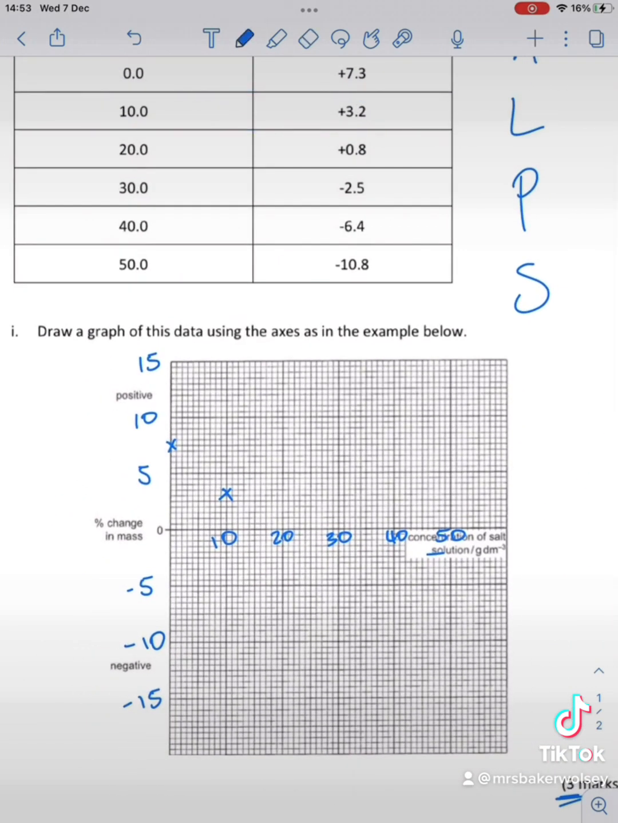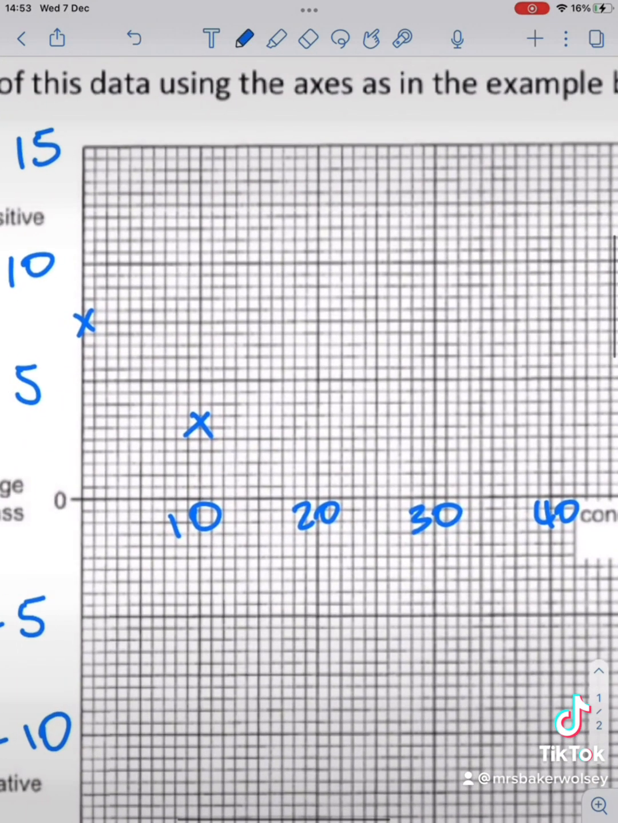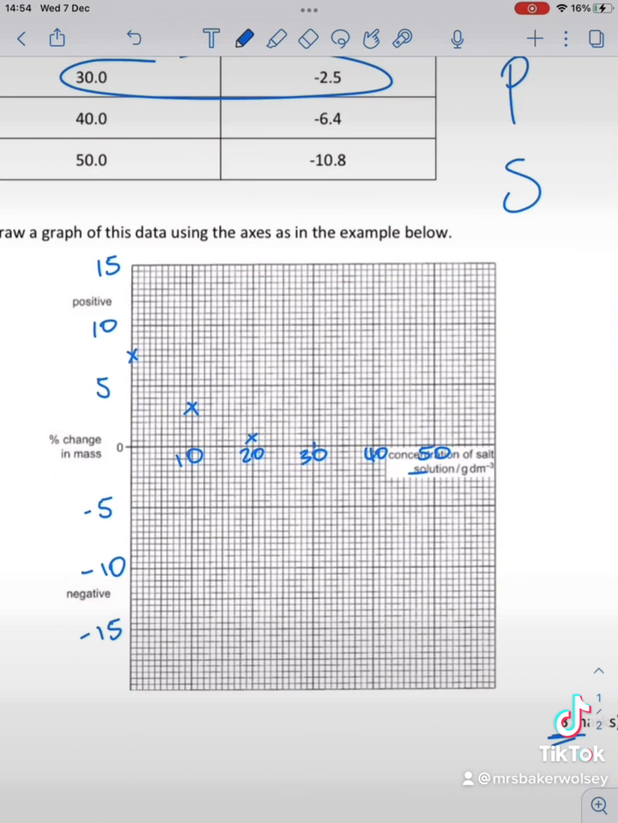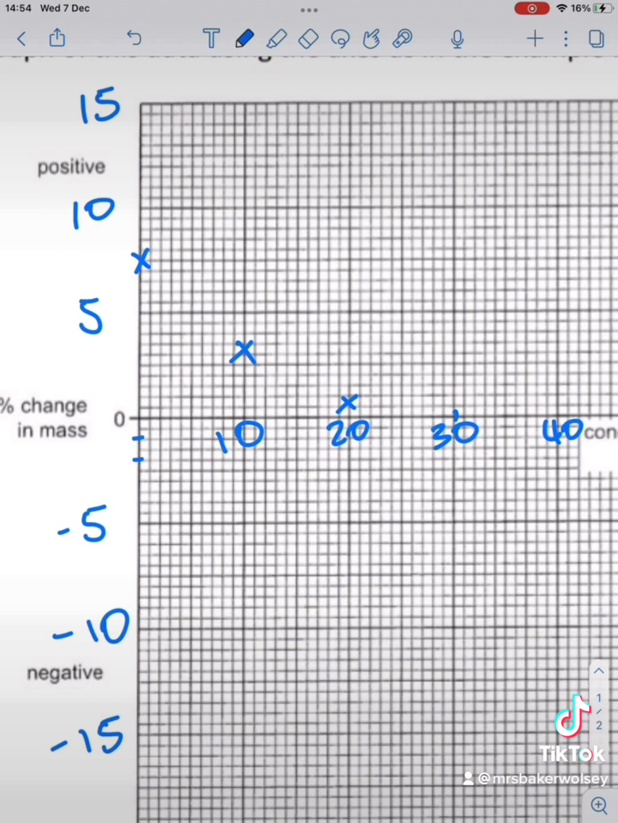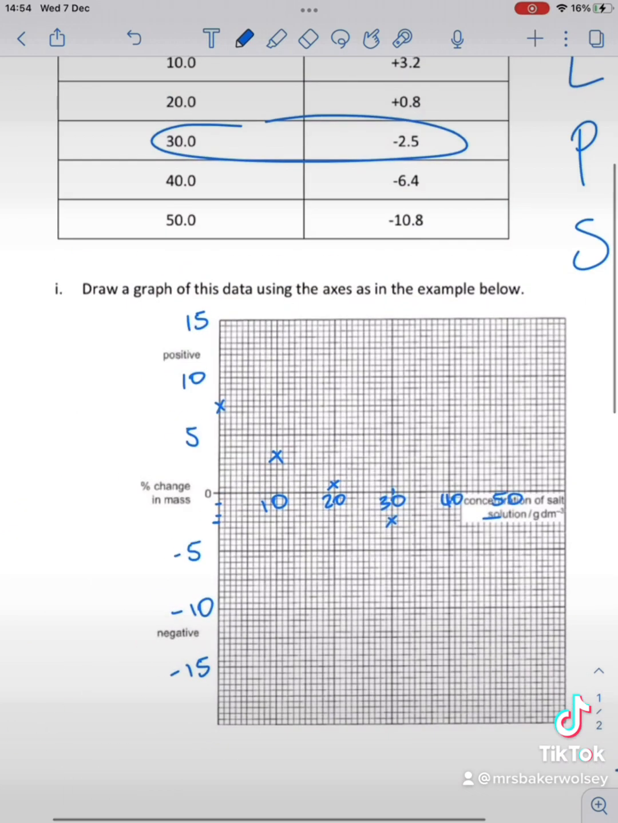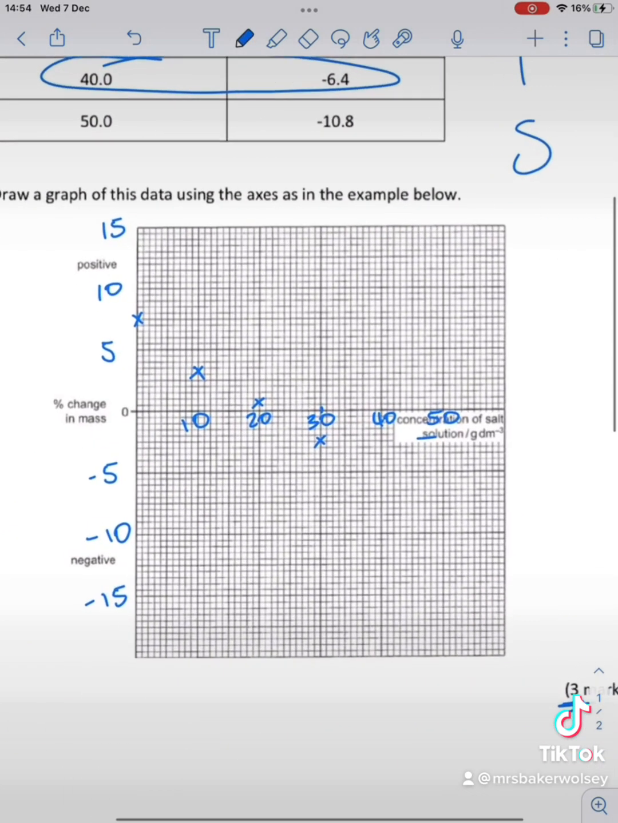Next is 20 gram per dm cubed, and that's very close to 0 change in mass. It's more than 0.5 though, so let's make sure we put it just there. Now we're getting to the negative values. 30 gram per dm cubed is minus 2.5%, so we'll count 1, 2, and 2.5, and there we go. 40 gram per dm cubed is minus 6.4. Let's go from minus 5 and down to 6, and then 6.5, and it is just before that.